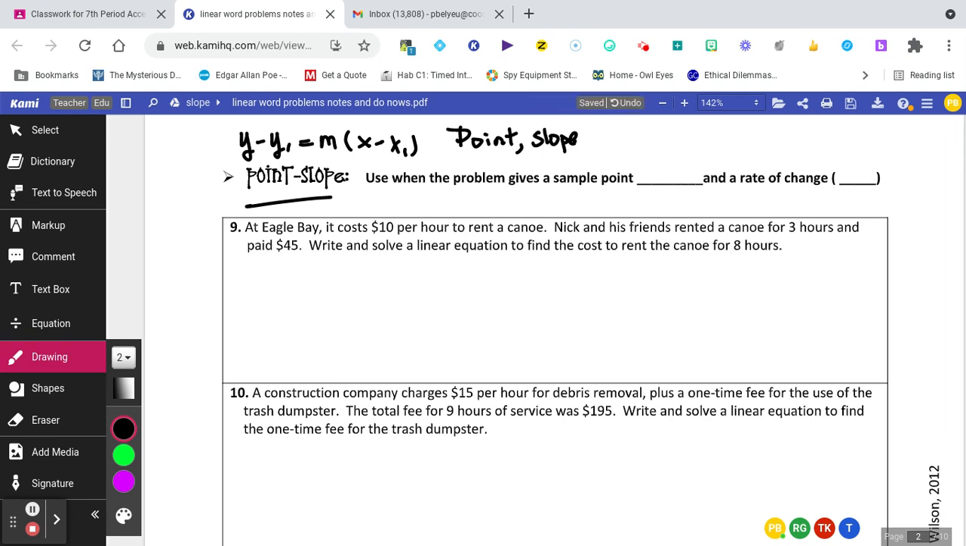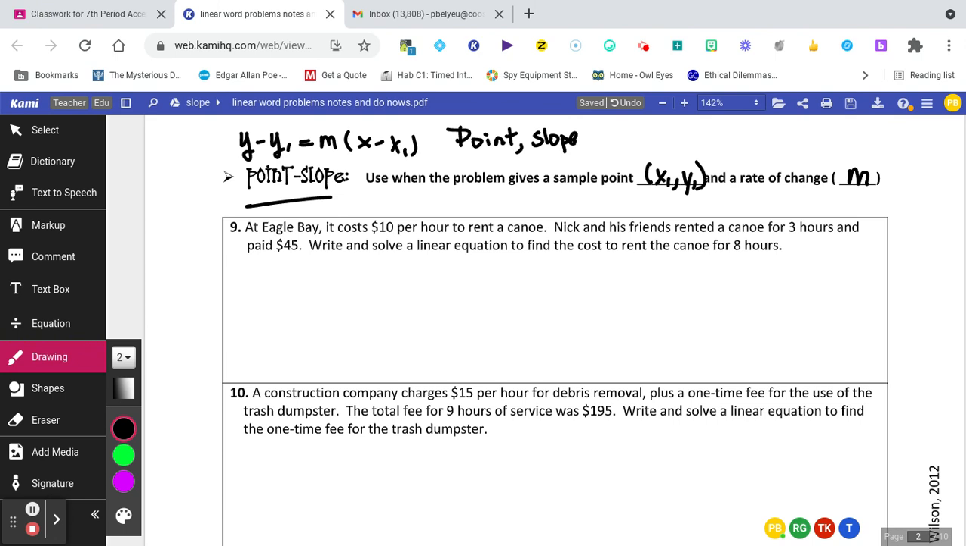It says when the problem gives you a sample point, that's your x sub 1 and y sub 1, and a rate of change, your slope, which is m, okay? So let's take a look at number 9. I'll show you how to do these. They're very easy. You just have to do a little more work to solve them, all right?